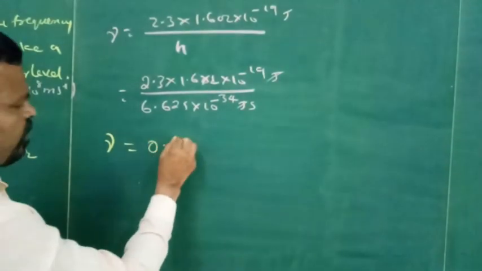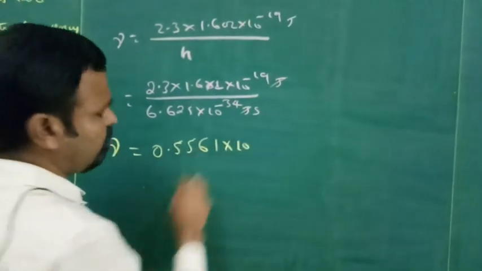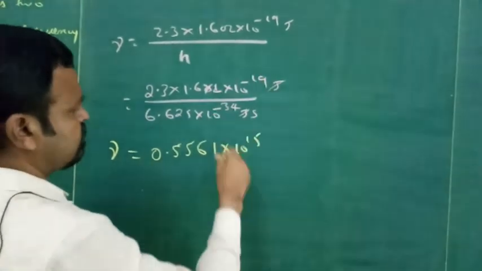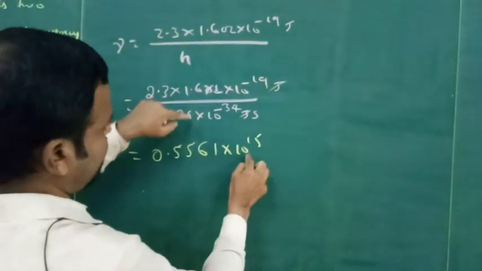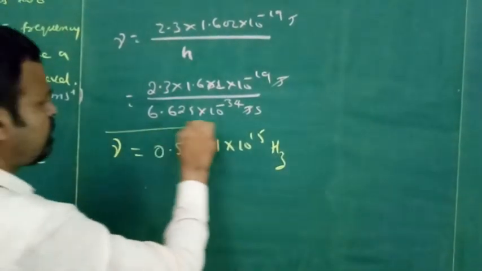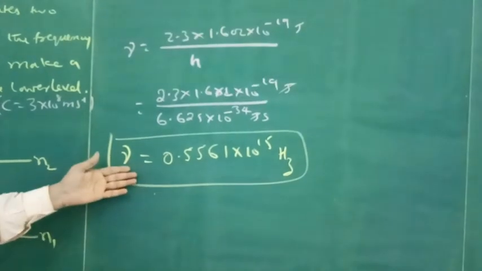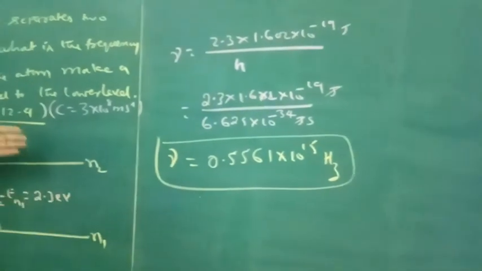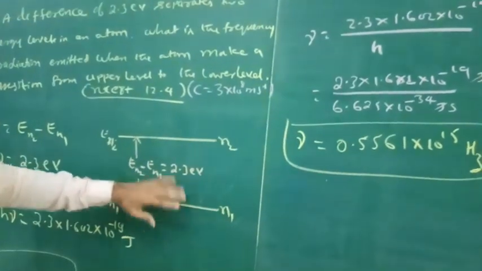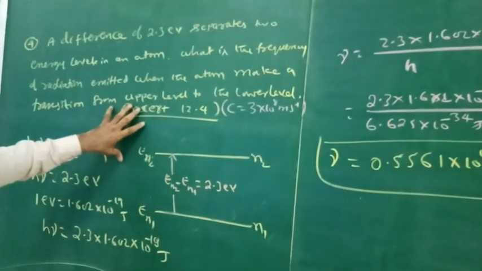Finally, the answer is nu is equal to 0.5561 into 10 power of 15, I think. After solving this, per second is the unit. Per second is nothing but hertz. This is the value of the frequency of radiation emitted when an atom makes a transition from the upper level to the lower level. So we can solve this type of problems.